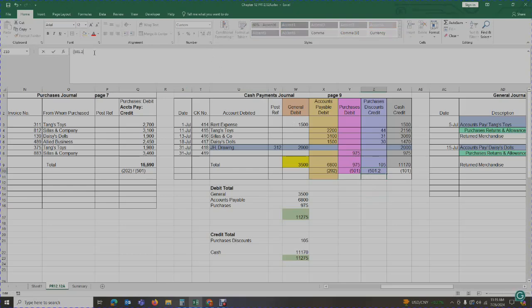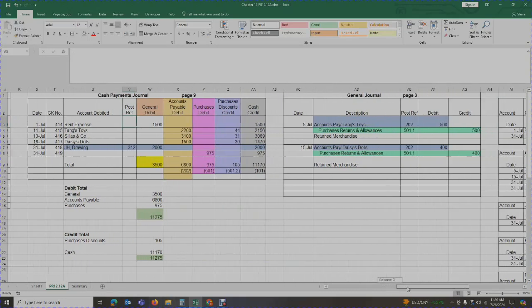Let me just put it in parentheses. So these numbers basically show where you posted that information. What accounts did you post them to? Okay. So cash got posted to account 101. Purchase discounts, account 501.2, purchases debit, account 501, accounts payable, account 202, and then the rest are identified by the account number. The drawing was posted to account number 312, and we are still pending that one entry for the rent. Okay, that will be our last and final entry. So we've already identified those.